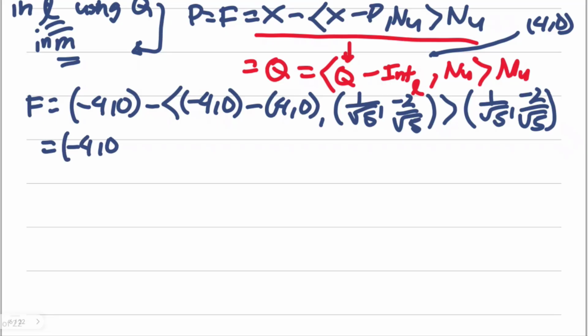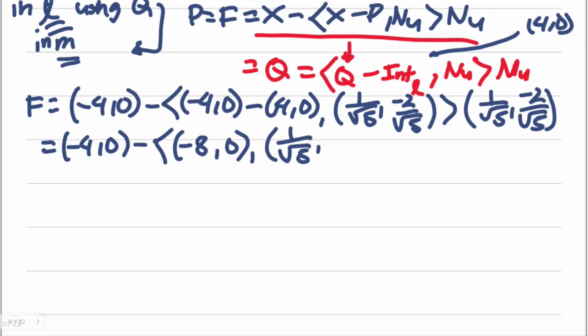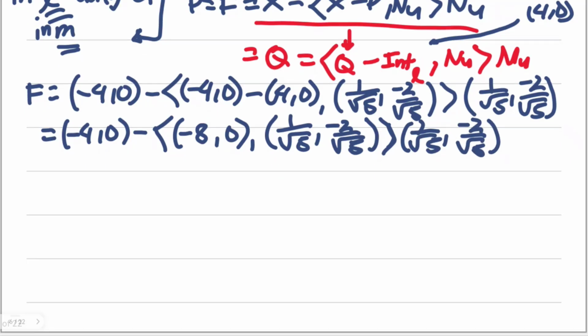Negative 4 minus 0. The result for that is negative 4 minus 4, so we have negative 8, and again 0 for the second component. To be multiplied, or I mean the inner product, of that with this unit normal vector, and again another unit normal vector here outside. So we will have here (-4, 0).